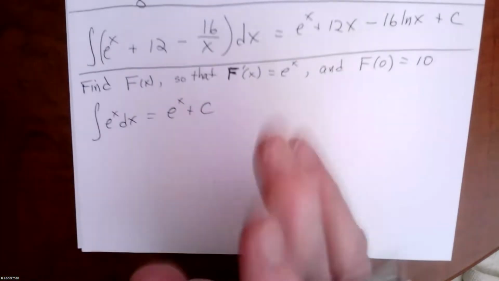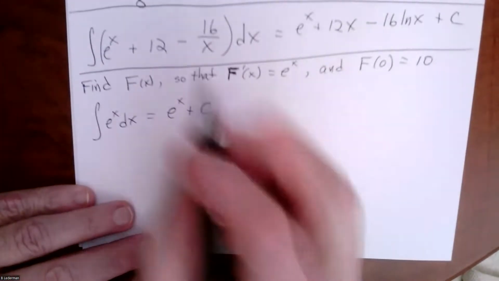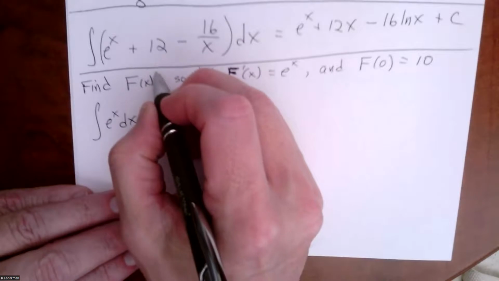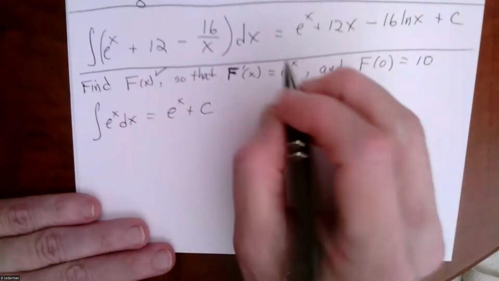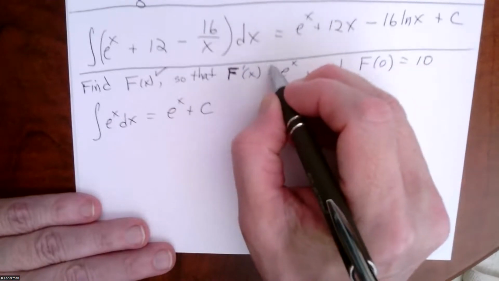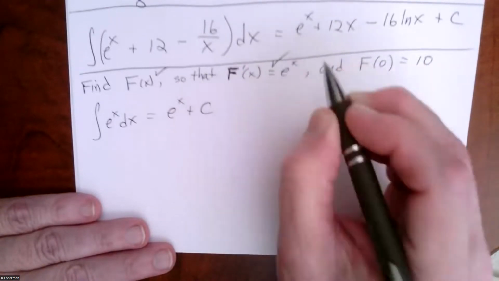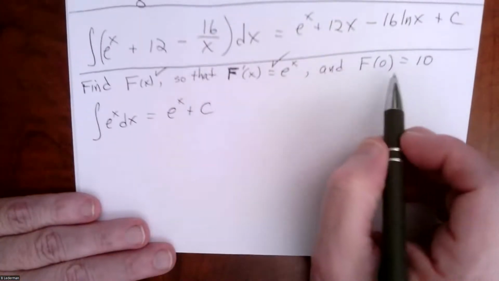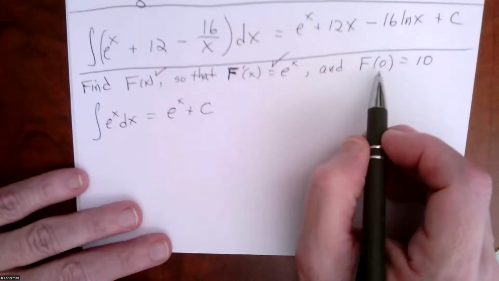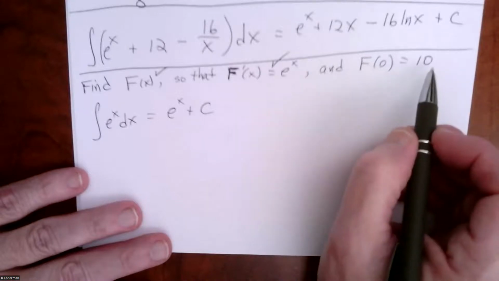Now that's half the problem. So we found F of x. We did that part. And it's true that f prime is equal to e to the x. So we got that part. But now there's one more part we need. We want F of 0 to equal 10.